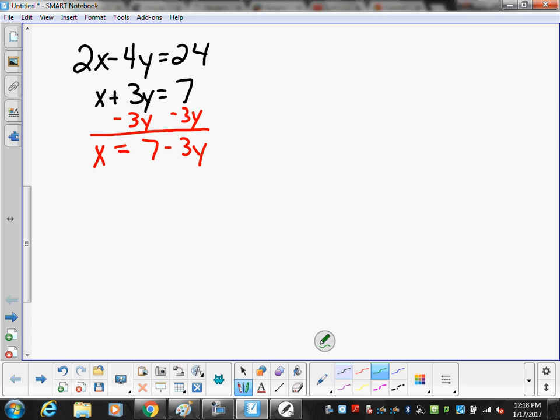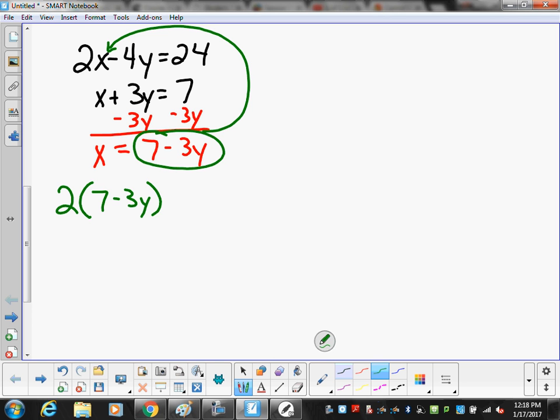So next step, we take what we know x to be equal to now, which is 7 minus 3y, and we plug it back into the first equation where x is. So 2 times (7 minus 3y) minus 4y equals 24.